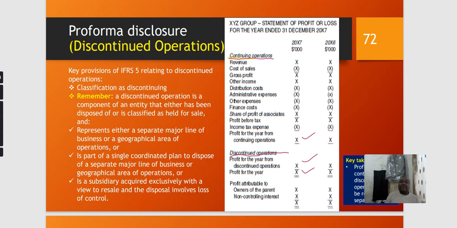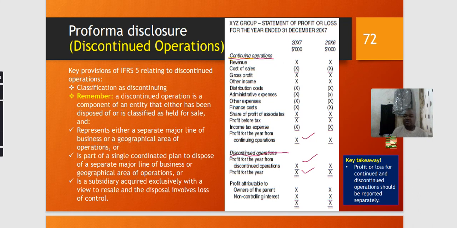Now remember, a discontinued operation is a component of an entity that either has been disposed of or is classified as held for sale and represents either a separate major line of business or a geographical area of operations, or is part of a single coordinated plan to dispose of a separate major line of business or geographical area of operations, or is a subsidiary acquired exclusively with a view to resell and the disposal involves loss of control. That's the definition of this disposal group.